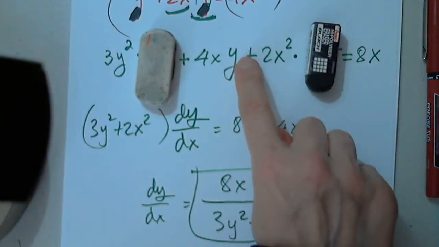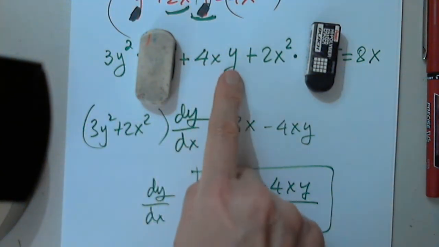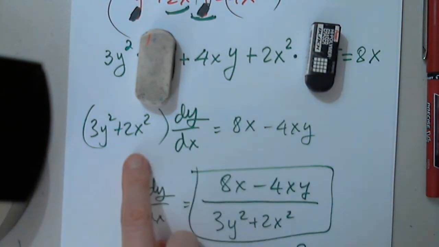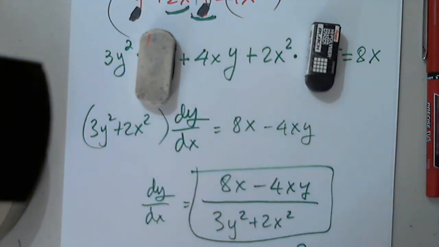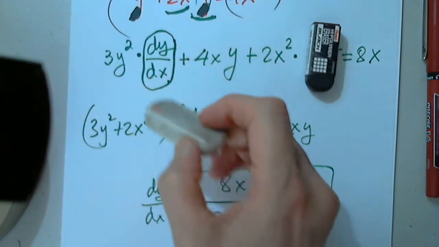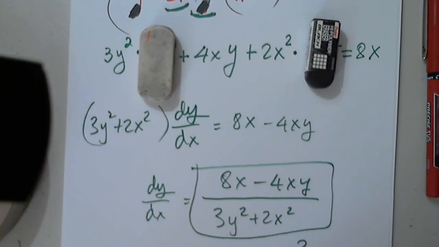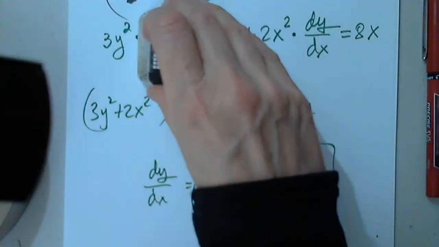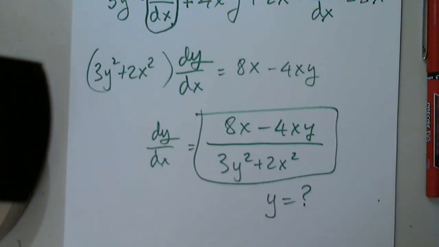If I had dy over dx here, I would have had in parentheses 3x squared plus 4xy plus 2x squared. But this one does not have dy over dx. I'm not solving for y. I'm solving for the derivative of y with respect to x. Is that better? Yes, I understand a bit more now. Thank you. Yeah, you will feel better after the second example.